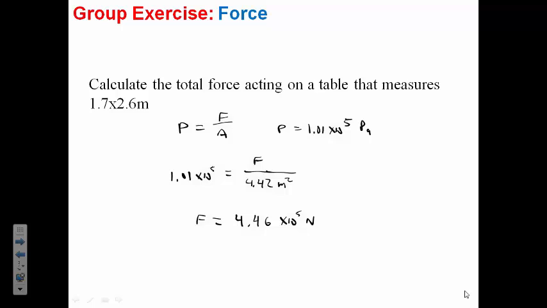So this is a very large force that the table is under because of the air pressure that's sitting on top of it. But this is just a simple idea of thinking about the air pressure that sits on stuff because of the massive column of air sitting above an object.